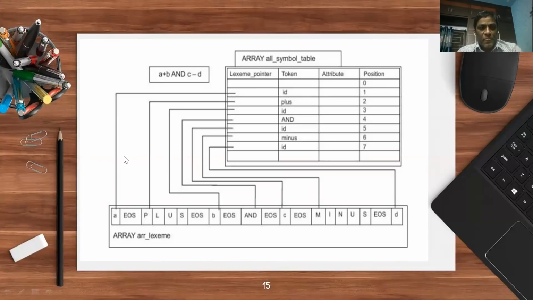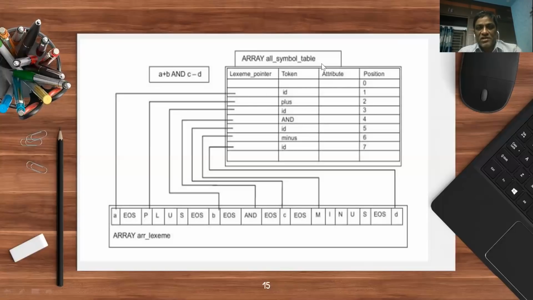So a is the identifier and end of the symbol, meaning a name is completed, followed by plus. Plus is completed, followed by an identifier, end of the symbol. This is another keyword, which combines 2 statements, end of the statement, and so on. It looks like A plus B and C minus D. This is the entire lexeme array, and this is the information related to it which is stored in the symbol table.